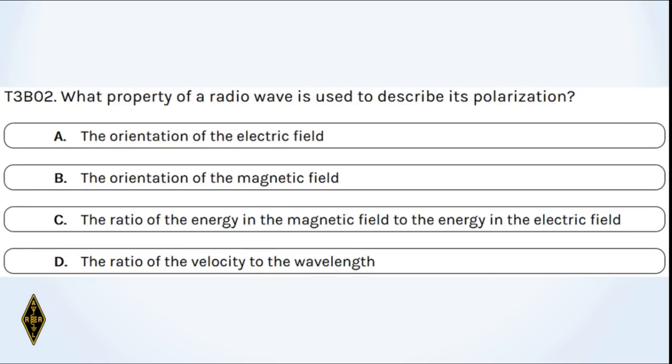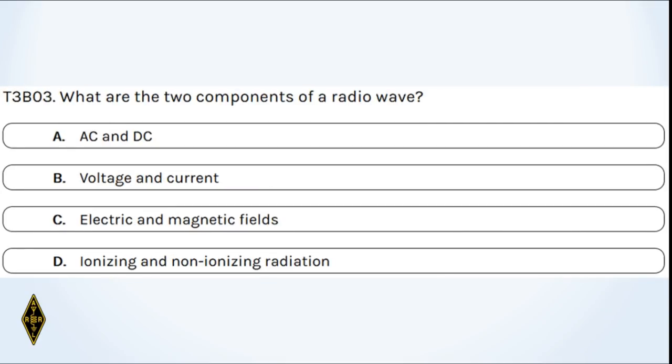And what property of a radio wave is used to describe its polarization? The orientation of the electric field. And what are the two components of a radio wave? You got Mr. Electro, and you got Mr. Mechanic. Electromagnetic.